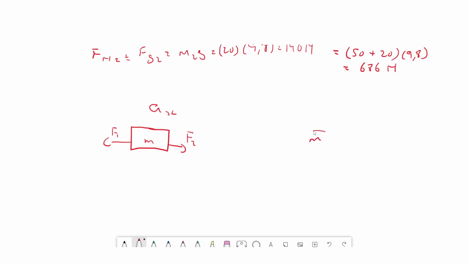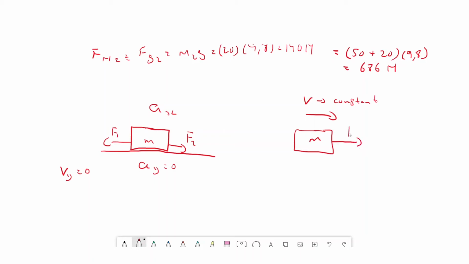If I have the box and it's moving at a constant speed, here there's going to be ax, but this box is not going up and is not going down, which means that there is no vy. So the acceleration in y is going to be 0. It is possible to have constant V and even have forces. It doesn't mean that just because there are forces, there's acceleration.